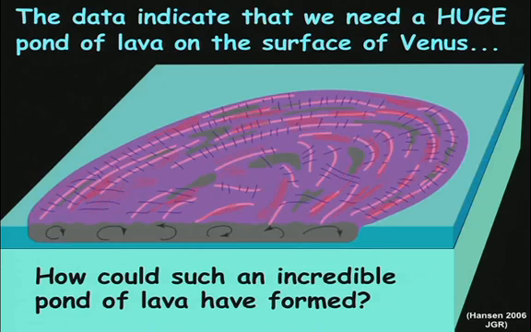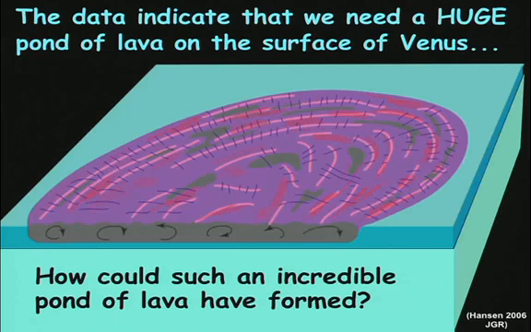Sorry for going through this so quickly, not to convince you, but I want to get to some other things. This is something I did not expect that came out of the mapping at all. We have a huge pond of lava. The pond of lava is the size of an individual crustal plateau, on the order of 2,000 kilometers across. How do you do that?